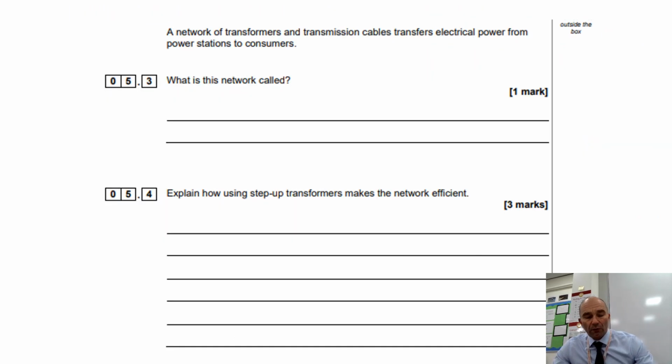Now, this question, what is a network called of transformers and transmission cables which transfer power from our power stations to homes? This is one of those things you just need to remember. It is the national grid. And that's the only answer you can give to get that 1 mark.